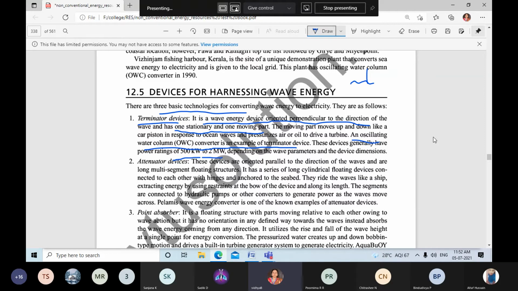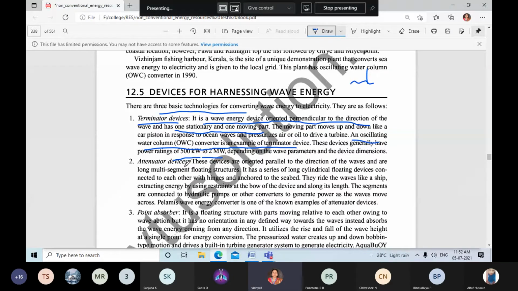Okay, and what about the oscillating water column converter? The oscillating water column converter is an example of a terminator device. These devices will have a power rating of 500 kilowatt to 2 megawatt, and it depends on the wave parameters and device dimensions.